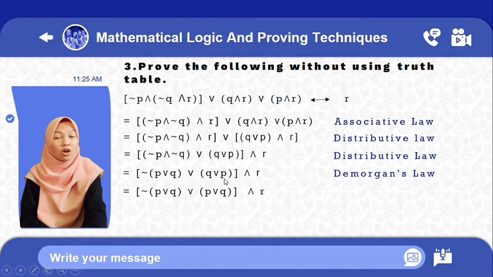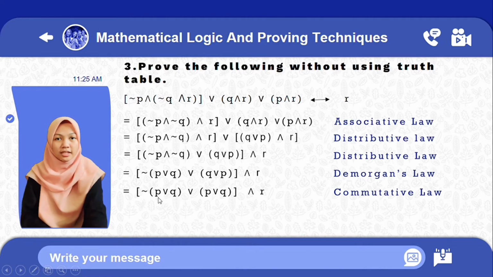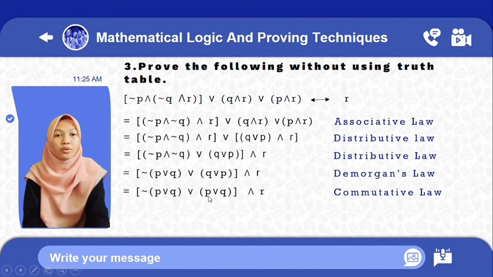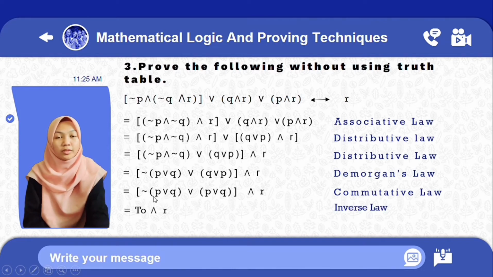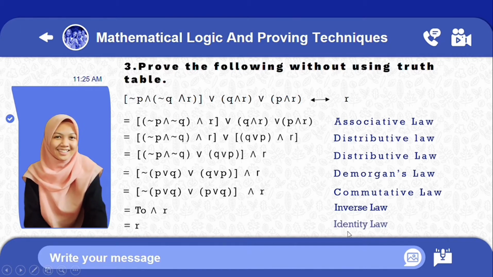We can use the commutative law to make this statement the same as this statement. Now we can see that they are the same, but this side has a negation and this side has no negation. In this situation, we can apply the inverse law and it becomes a tautology. Okay, the next step, tautology and R, we can use the identity law. The final answer becomes R.